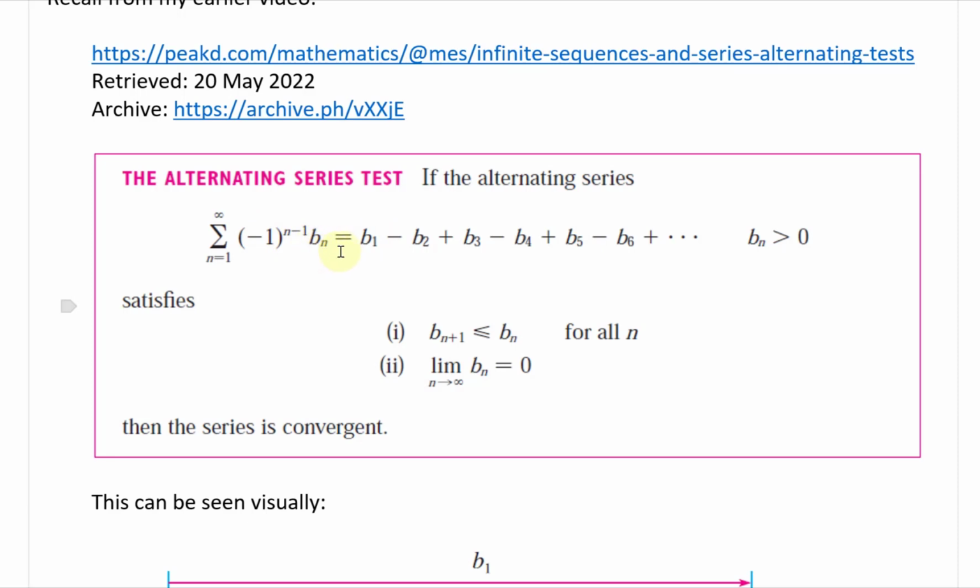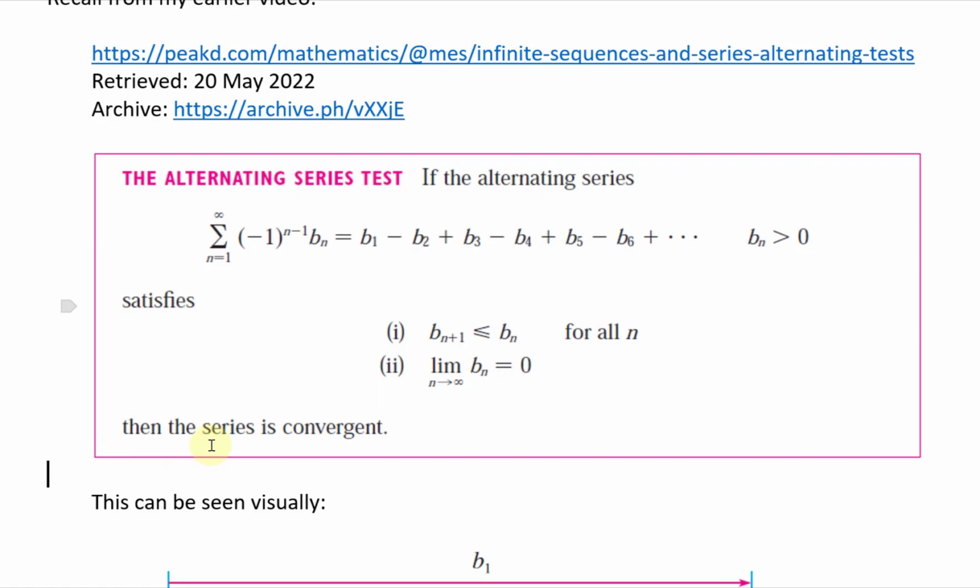And then this is bn. So you're going to have something like this: b1 minus b2 plus b3 minus b4, plus, minus, etc., where bn in this case is greater than 0, just so that all the negative sign is based upon this term only. So if this series satisfies (i), bn plus 1 is less than or equal to bn for all n, in other words, it is decreasing. So b3 is less than b2, and then b4 is less than b3, so it's basically decreasing like that for all n, and the limit as n approaches infinity of bn is equal to 0.